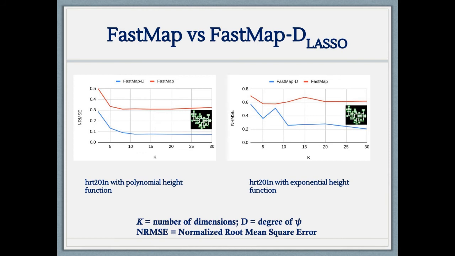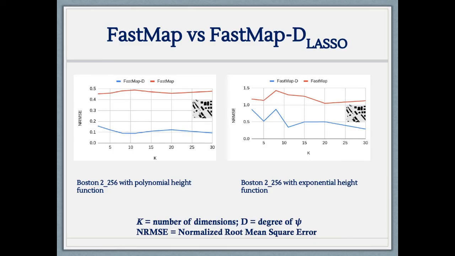For the exponential height function on the right, we see a similar trend, but the normalized root mean square error is not quite as low for the same settings. The more asymmetrical and complex a graph's distances are, the harder it would be to capture these distances. This graph comes from a slice of Boston's city map.